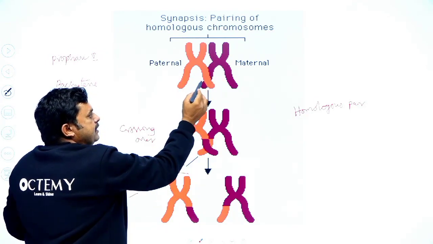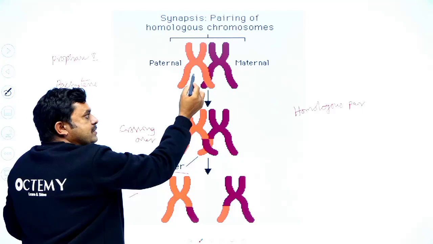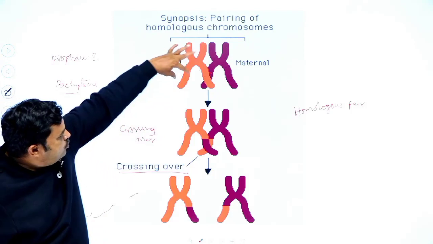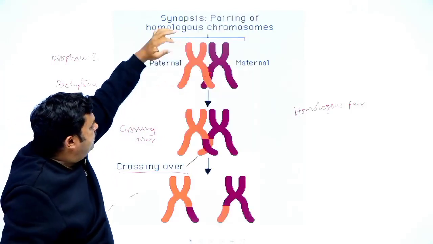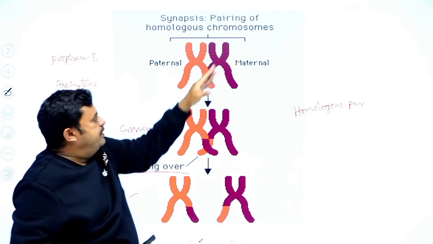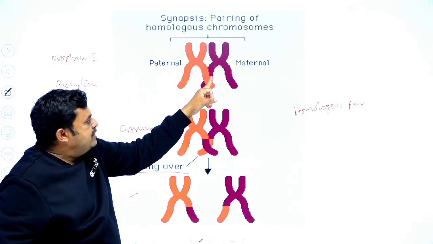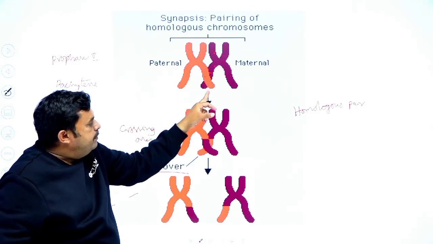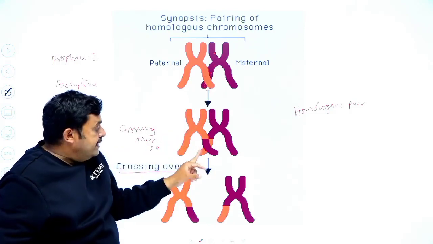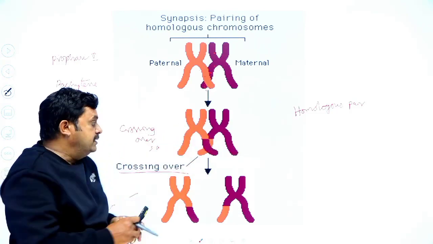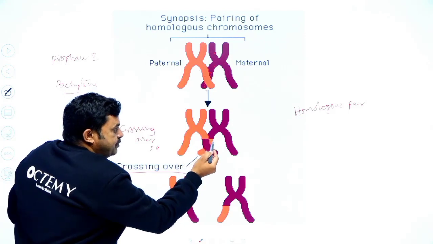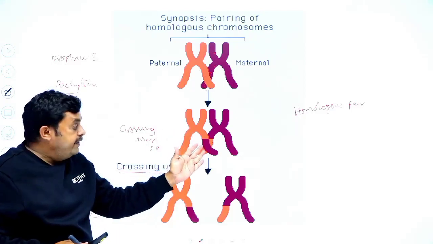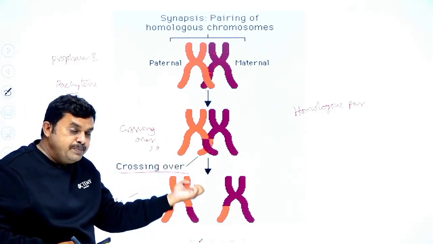Tetrad stage. These 2 are homologous chromosomes and these 2 arms are called non-sister chromatids. These 2 are sister chromatids of this chromosome. These 2 are sister chromatids of this chromosome. When this chromatid attaches with this chromatid, these 2 are called non-sister chromatids. Between these 2 non-sister chromatids, exchange of genetic material takes place. From this chromosome part to here, it is called crossing over. Exchange of genetic material between non-sister chromatids of the homologous pair.